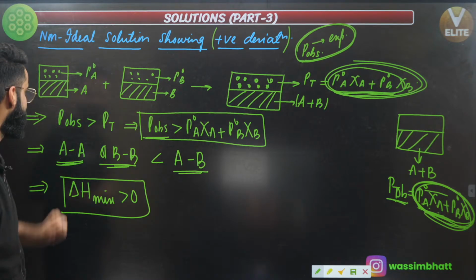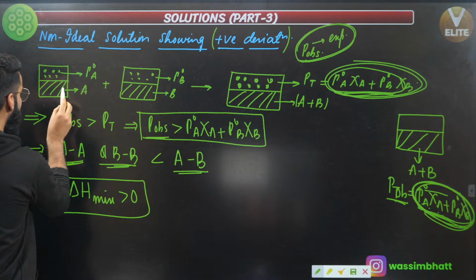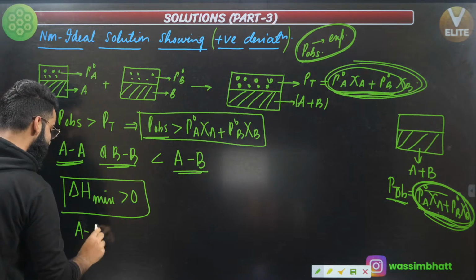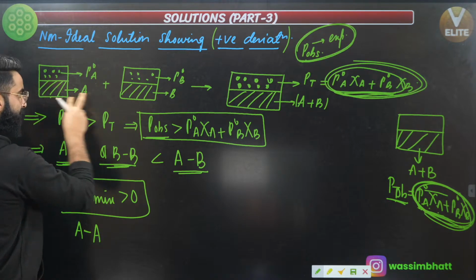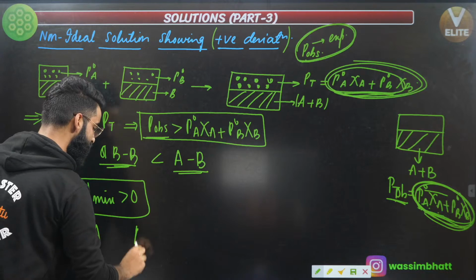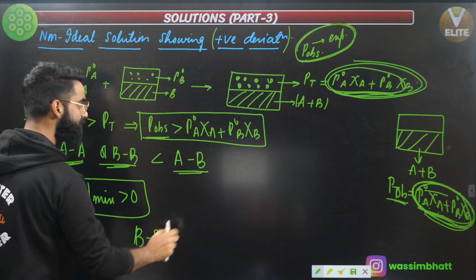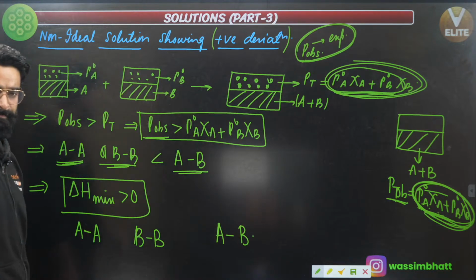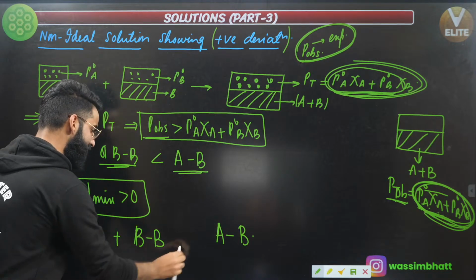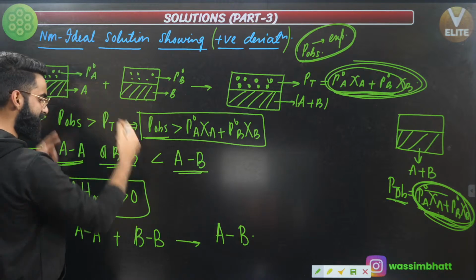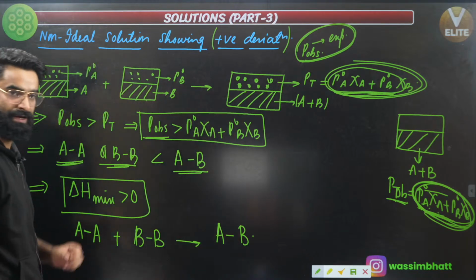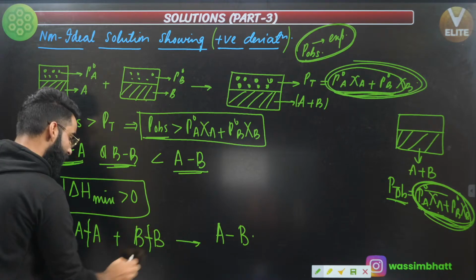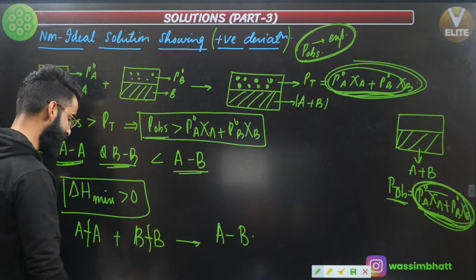What does that mean? First of all, what kind of interactions do we have in this liquid? We have AA interactions in this container. Similarly, in this container we have only BB interactions. And in this solution, I have AB interactions. So when I mix these two liquids, I should get this solution over here. The first process which should happen is the breaking of these forces of attraction, or I can say breaking of these bonds. This is my first step.